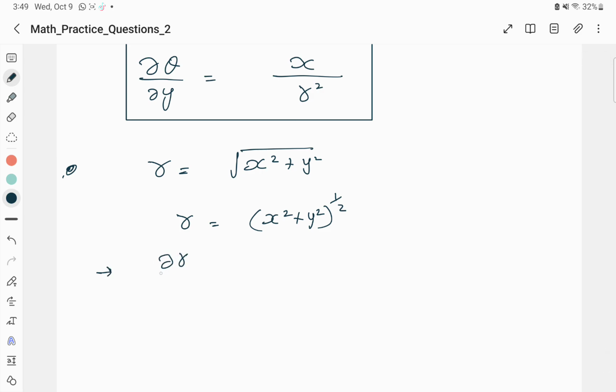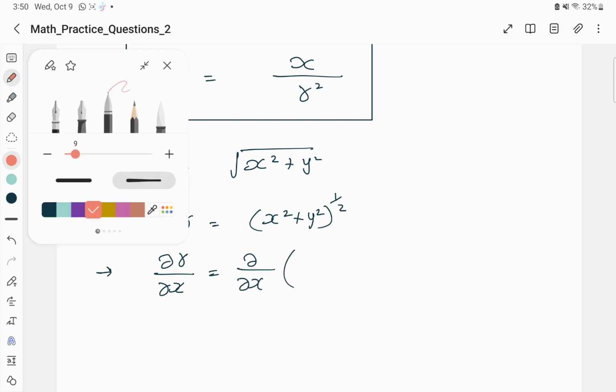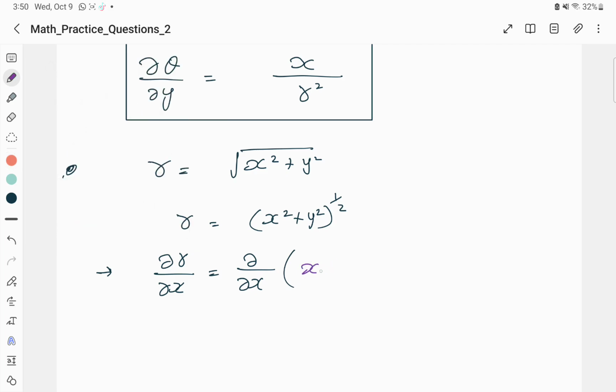The derivative of r with respect to x will be equal to the derivative with respect to x applied on this x squared plus y squared to the exponent 1 by 2. So again we are going to apply the power rule, but it is nested with the chain rule. So firstly I will be applying the power rule on this whole expression, then I have to multiply with the derivative of the inner function.